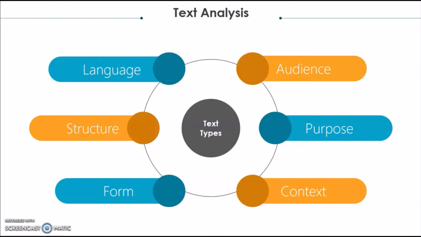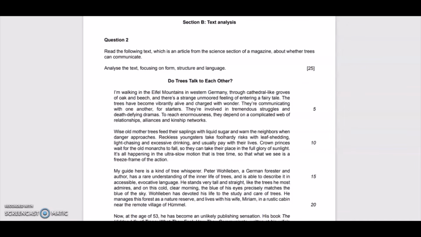You must be familiar with the IGCSE writer's effect, and here the analysis is in more detail. You were given an article from the science section of a magazine in the May-June 2021 past paper. Before analyzing the form, structure, and language of this given text, you must know how an article is written.